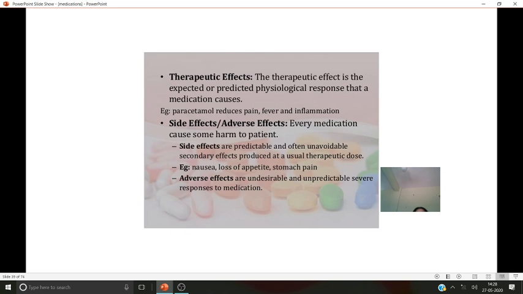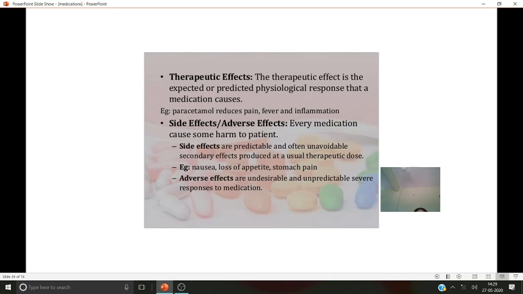So let us discuss the therapeutic effects. It is the expected or predicted physiological response that a medication causes. For example, you have pain, and in order to reduce the pain we give paracetamol. If fever, pain and inflammation are present, the doctor will prescribe the paracetamol tablet. That is the therapeutic use, meaning the action of paracetamol is to reduce the pain as well as the fever, and it also reduces the inflammatory action. So this paracetamol tablet has therapeutic effects. Like that, each and every drug has its therapeutic effect. You can learn those things in pharmacology in second year.